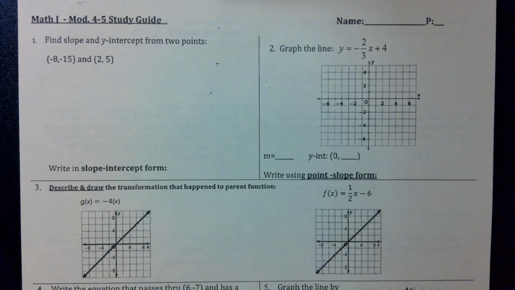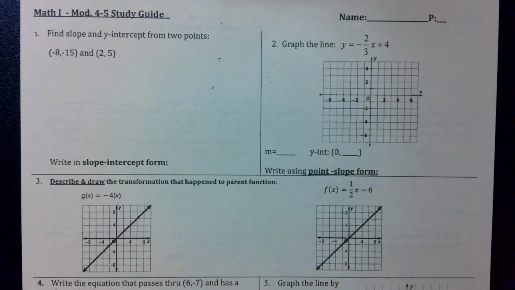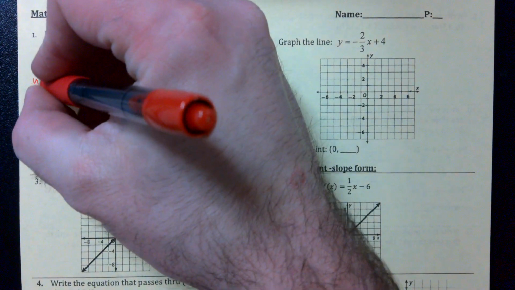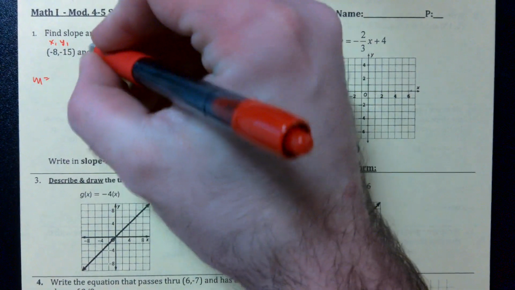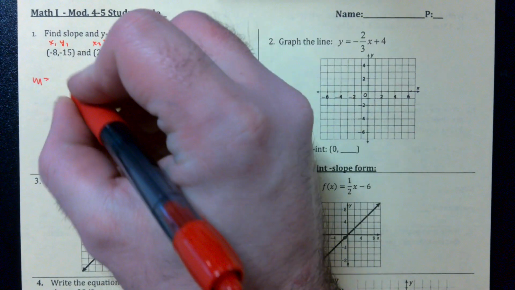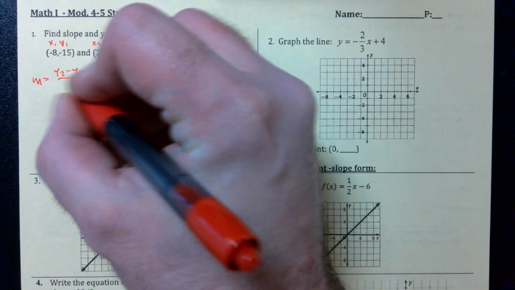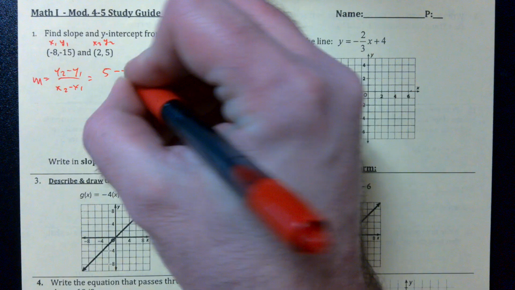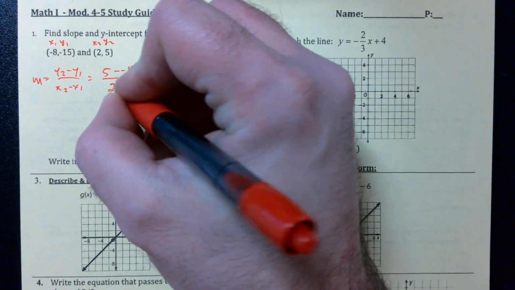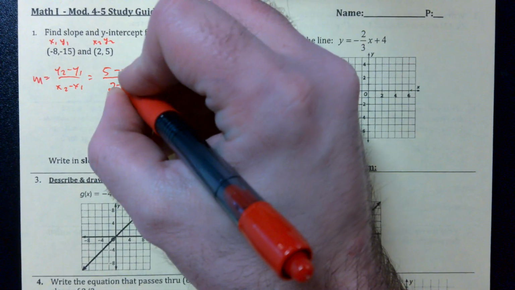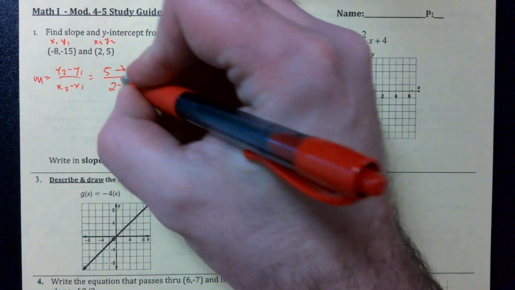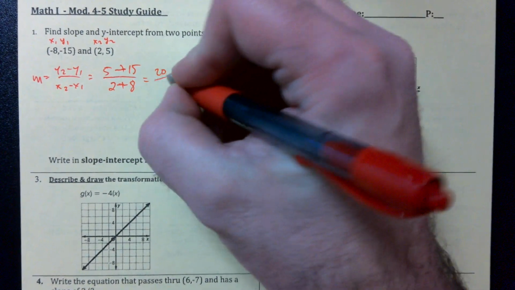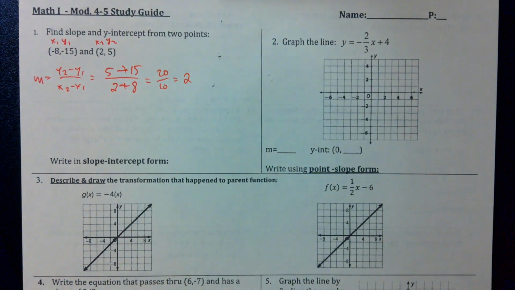Number 1, find the slope and the y-intercept from these 2 points. I'm going to start out with the slope formula: (x1, y1), (x2, y2), y2 minus y1 over x2 minus x1. 5 minus negative 15 over 2 minus negative 8. 2 negatives make a plus, so I get 20 over 10, which is 2.